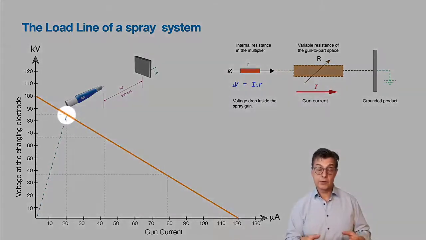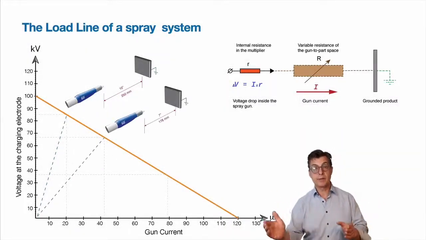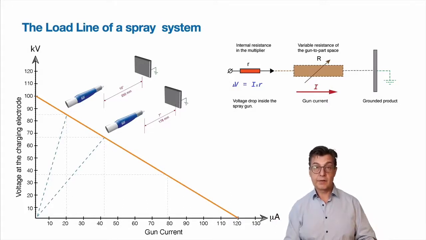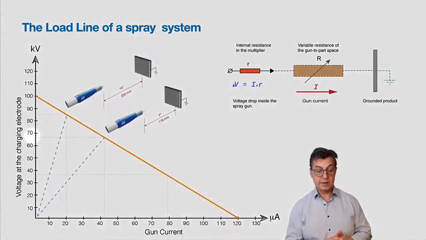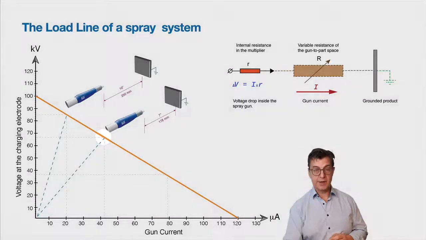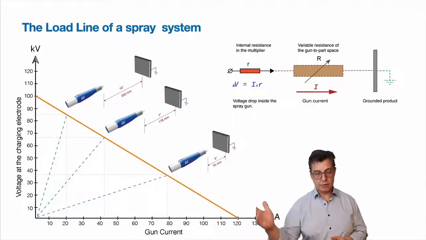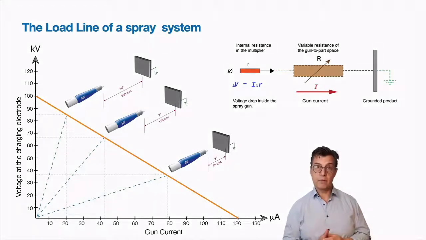As we move the gun closer to the product, the current increases because the resistance of the air gap between the gun and the part gets lower, and the increased current creates greater voltage drop on the resistance inside the multiplier. So in this particular case, the voltage will drop to below 70 kilovolts, and the current will be just over 40 microamps. At an even closer gun-to-part distance of 3 inches or 75 millimeters, the current can go up to 80 or more microamps, and the voltage at the tip of the gun will drop to below 40.